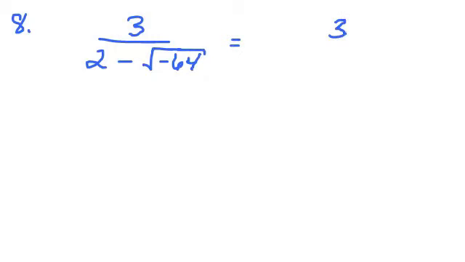So this is 8. We have 3 over 2 minus the square root of negative 64. Okay. Now you notice I've been using perfect squares here just to simplify things so we don't get it too complicated. Now what we'll need to do here is go ahead and do the conversion on this.